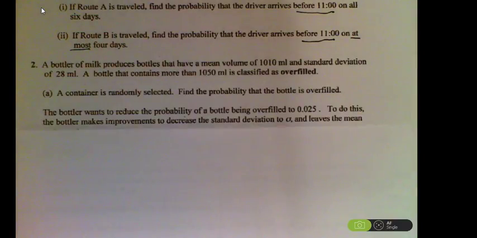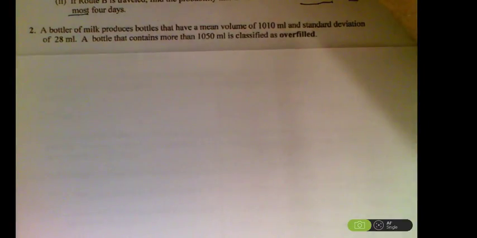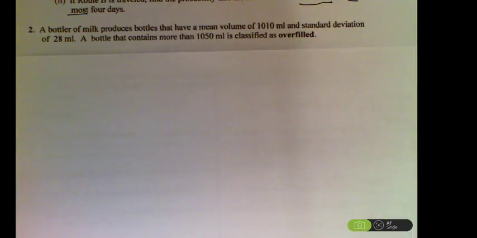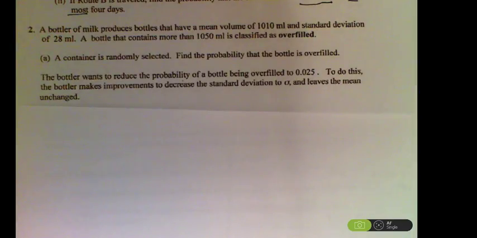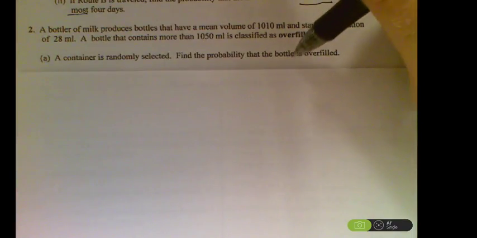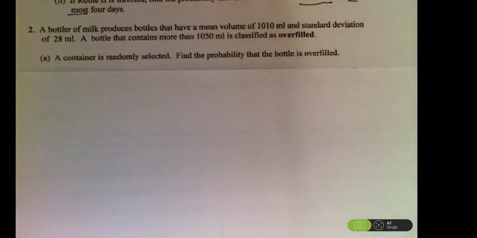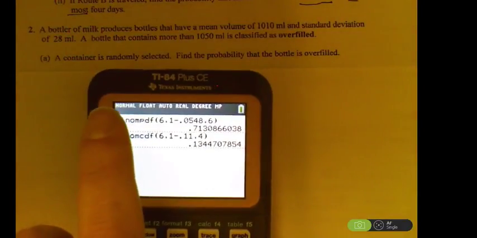All right, moving down to number 2. So here's the other one we're looking at for this worksheet. So bottle of milk, we've got a mean volume of 1,010, standard deviation of 28. A bottle that contains more than 1050 is overfilled. So we'll come back to that one here in a second. Starting out with part A, containers are randomly selected, what's the probability that it is overfilled? Or in other words, what's the probability that it contains more than 1050? For this guy, we're just looking at a very basic calculator normal distribution question here.